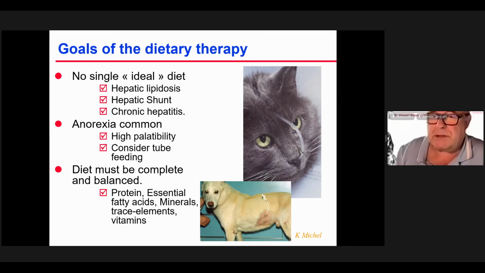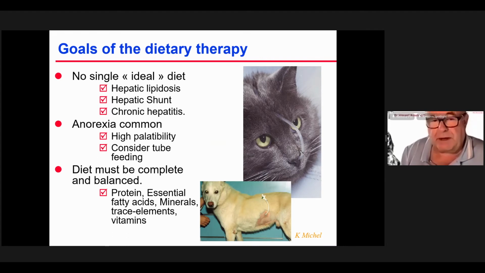Anorexia is quite a common problem in patients with liver disease. So of course, you want that diet to be palatable, but even if the diet is palatable, in some patients that's not enough, and you will have to consider tube feeding. And since I heard that my colleague Catherine spoke to you about that in the last session, basically tube feeding is similar to any other disease. The way you use the tube is the same as in any other disease.